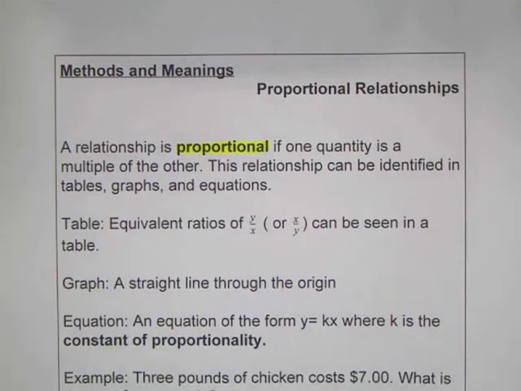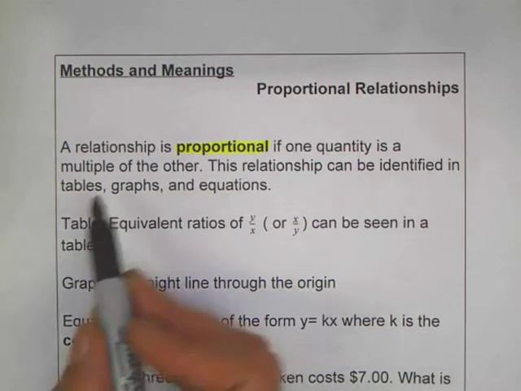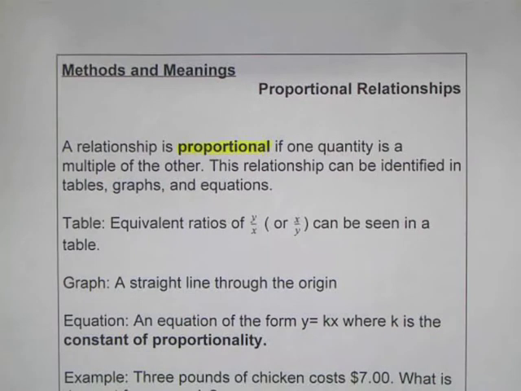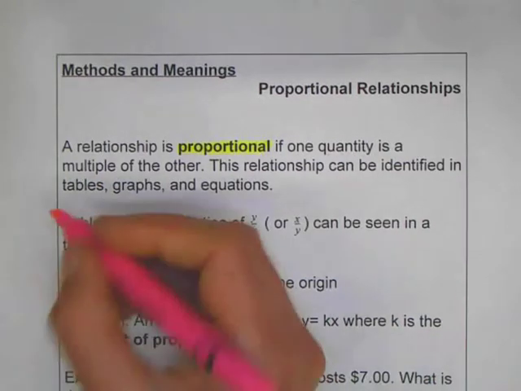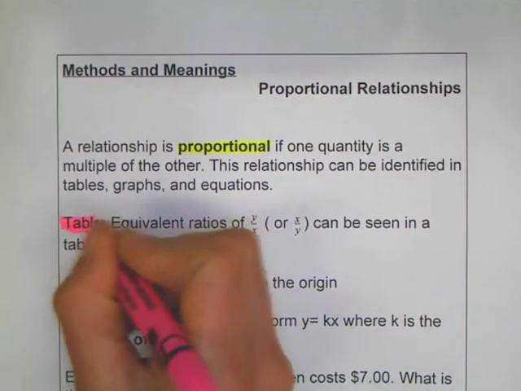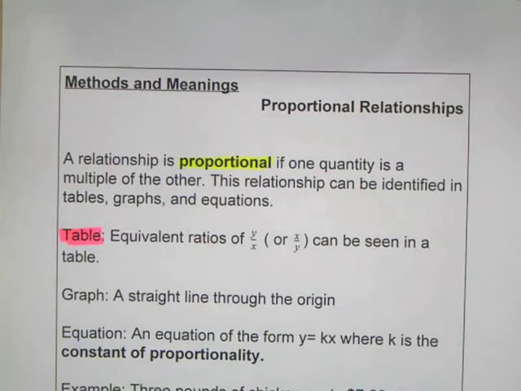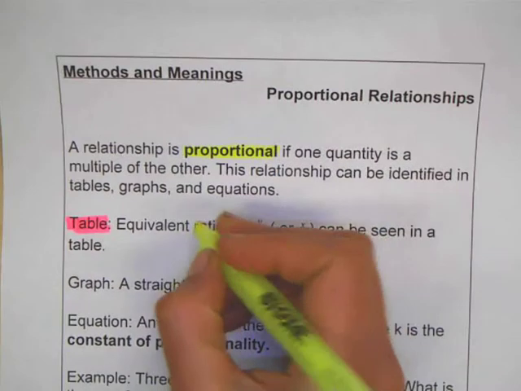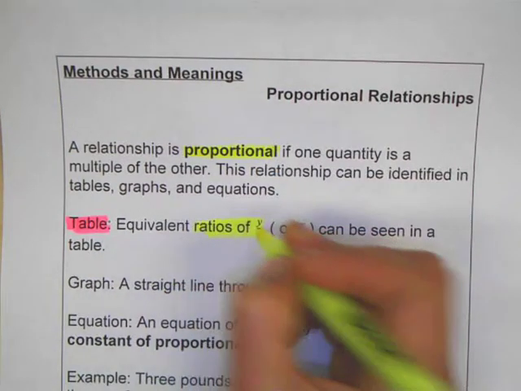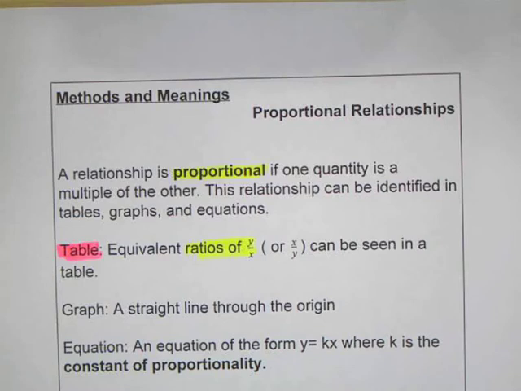Now, you can find out if a relationship is proportional by looking at a table, a graph, or an equation. So let's look at each one of those. For a table, they're going to have equivalent ratios. You can do y over x or x over y. I'm going to stick with y over x because it will make more sense when you do graphing later on.